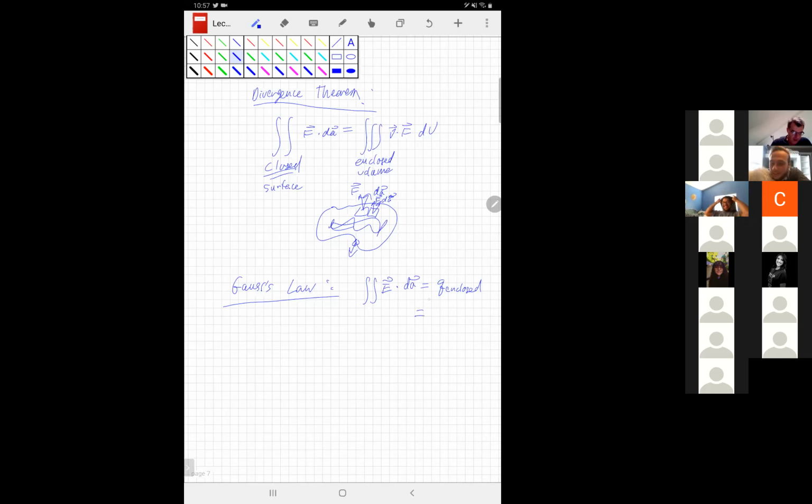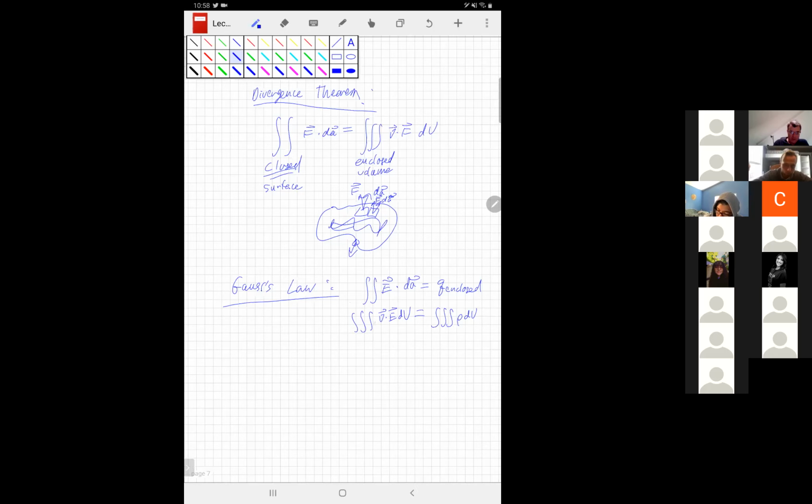Now, the enclosed charge. If I want to figure out how much charge is in a volume, what is a physical quantity that relates the amount of stuff in a volume to the volume? Charge density. Yep. This is a volume integral of rho dV. But we know from the divergence theorem that this is the integral of del dot E dV.